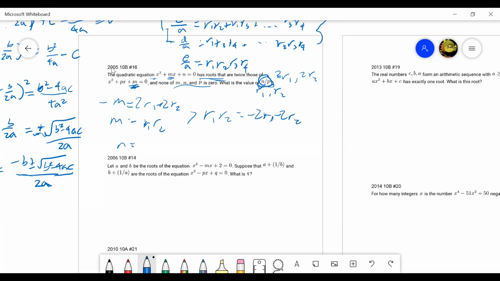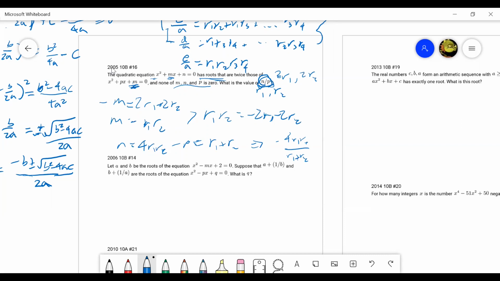From Vieta's again, n equals 4r1 times r2, and this is from just the product of the roots, and the roots are twice r1 and twice r2. And p is going to be equal to negative of the sum of the roots, so p is equal to negative r1 plus r2. So n over p is just going to be equal to negative of 4r1 r2 over r1 plus r2.